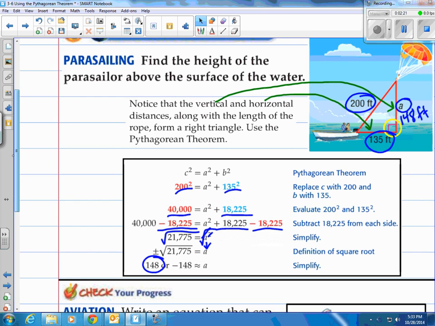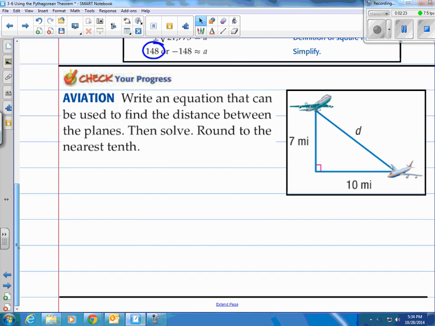Real world example. How about you give a shot on one of these right here? Write an equation that can be used to find the distance between the planes, then solve round to the nearest tenth. Notice we have two airplanes, and then they're separated by a distance we don't know, which just happens to be the C value on our Pythagorean Theorem. And they give us the legs. The legs always are connected by the right angle. So we'll call this one A, and we'll call this one B.